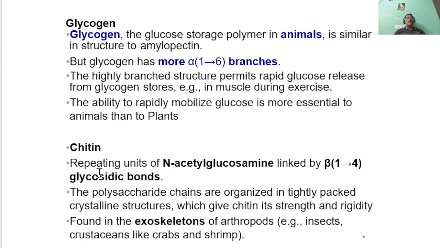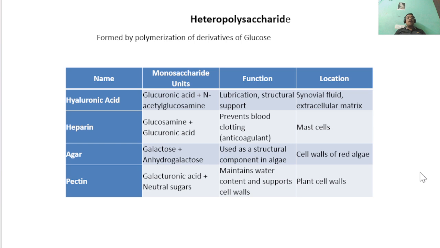And another example is chitin. A good example is that it is present in the exoskeleton of arthropods. Arthropods means prawn, crab. Those will have this chitin, and it is a homopolysaccharide which consists of N-acetyl glucosamine, joined together by a 1 to 4 beta bond. So we call it a glycosidic bond. So chitin is also an example of a homopolysaccharide.